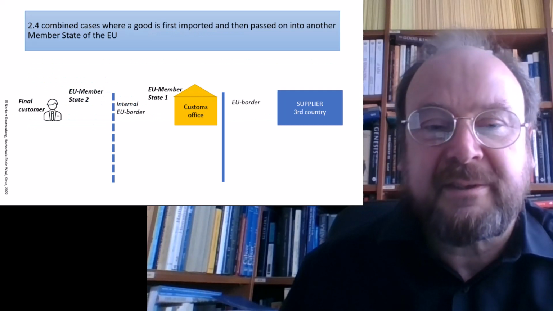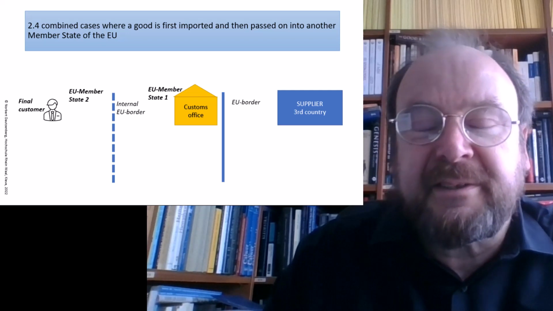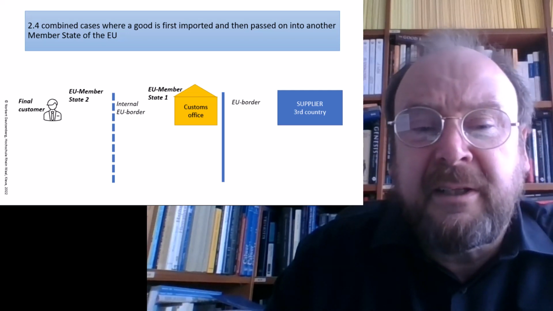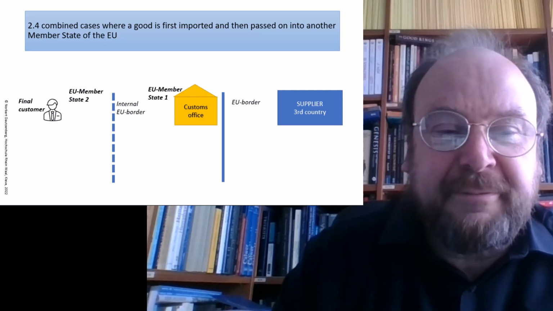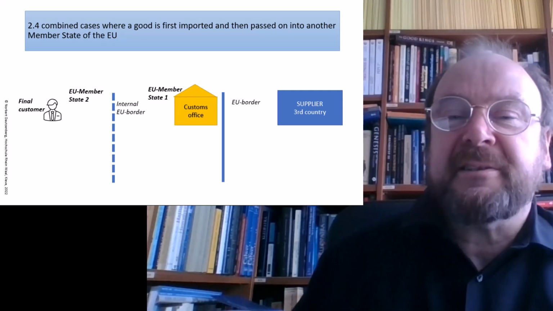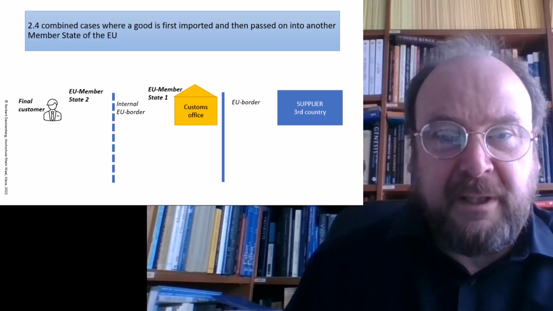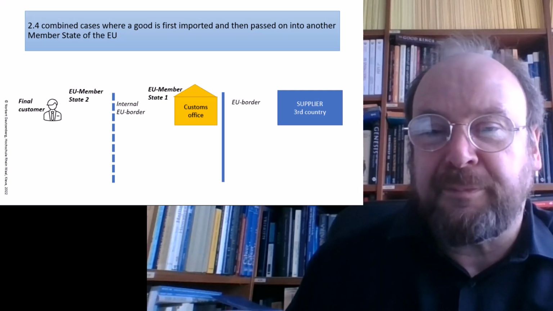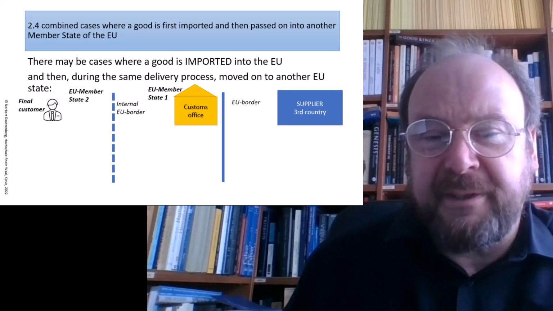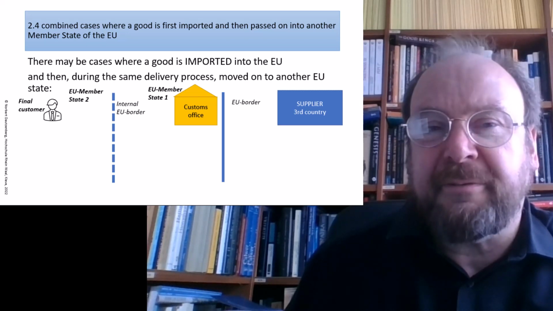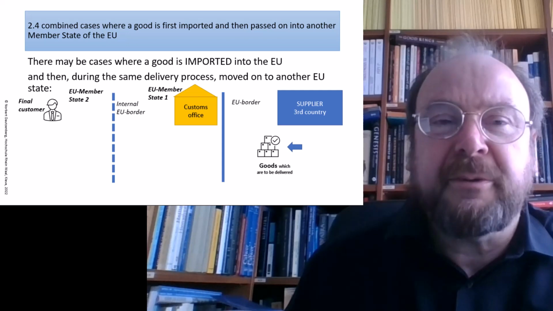with goods complete. Let's just imagine we have here on the right side a supplier in a third country. Then there is a hard border, the EU border. There's a customs office. And now let's look at what happens. And the final customer is far inside the EU, so some other country. The good is imported into the EU and then moved on to the final customer in a second or third EU state.